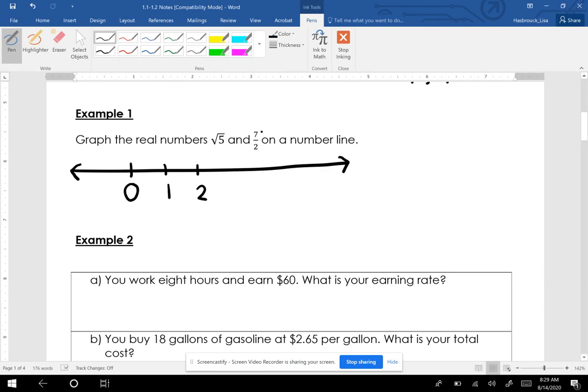Okay. So 7/2 we know is 3.5, because 2 goes into 7 3 times, and then you have 1 left over. Square root of 5, we don't know an exact value, but we can guess without using a calculator. The square root of 5 is close to the square root of 4. So we know it's going to be a little more than 2. Okay, so let's go at least as far as 4 on our number line, because we have 3.5.